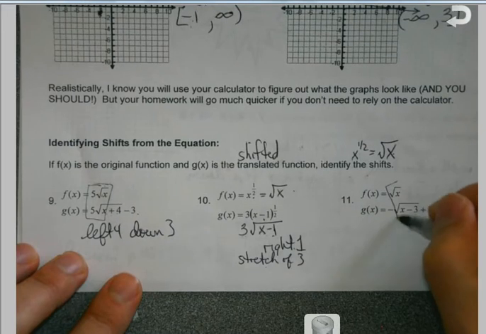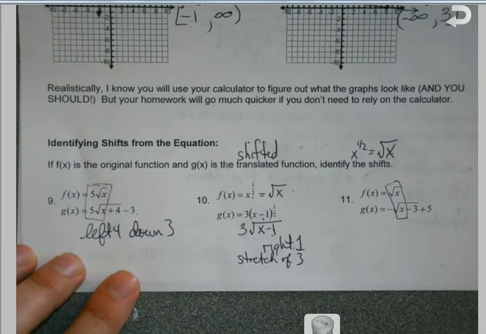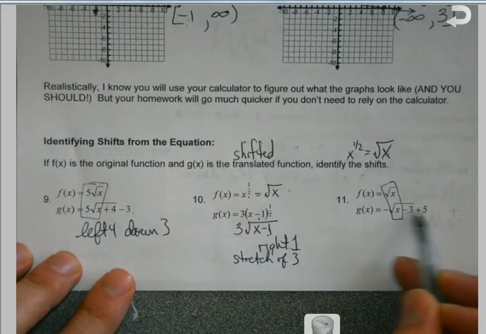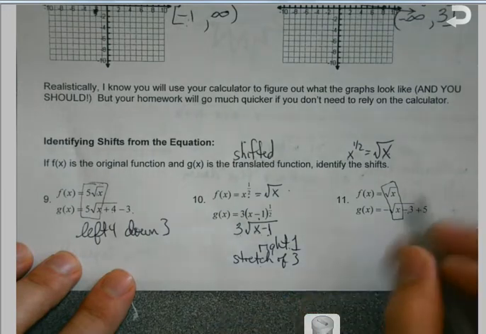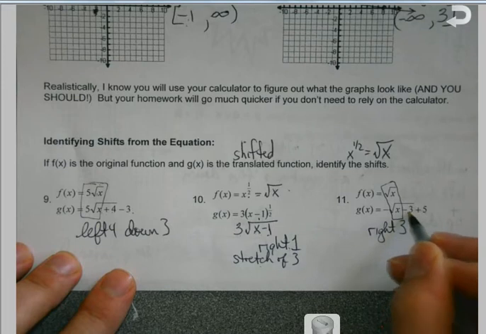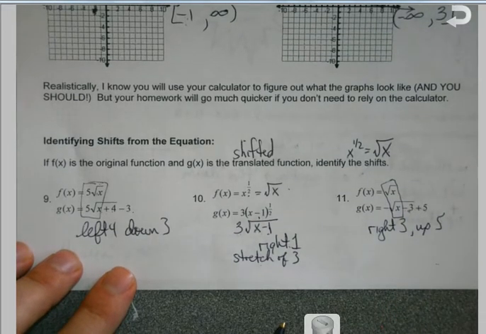So whatever's the same, we kind of forget about. But then we're like, ooh, there's 3 things that are different this time. What are my shifts on this one? Right 3. Because up 5. And then what's that negative out front do again?